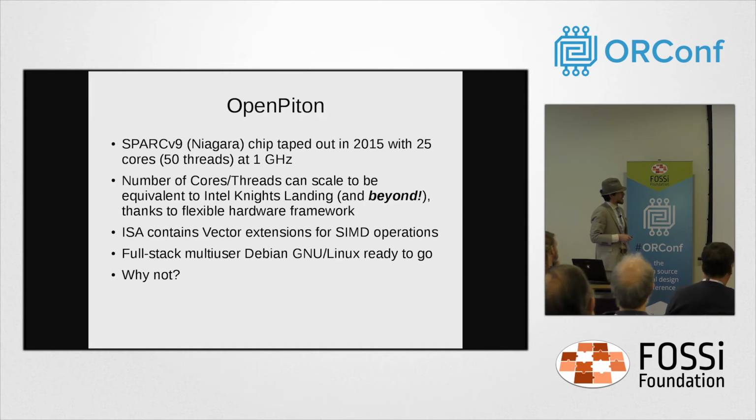So all of these graphical computations you need to do can be streamlined in a very similar manner to the Intel Knights Landing chip. Added benefit, you've got a Debian GNU Linux port. It's a Sparc 64 port ready to go. It's maintained by the community. So if people want to tape out and have the tools there to be productive, they exist. So why not?